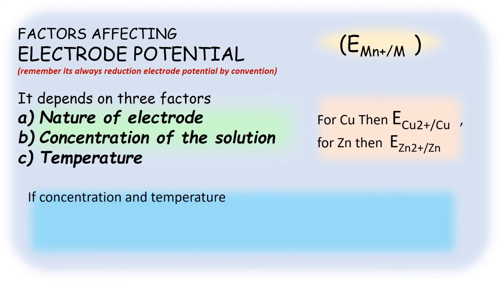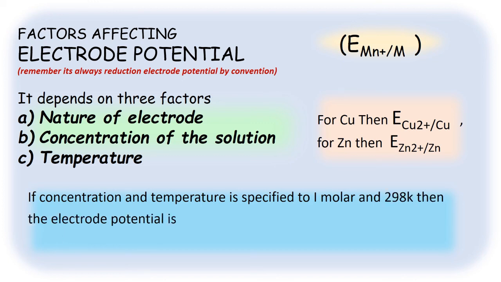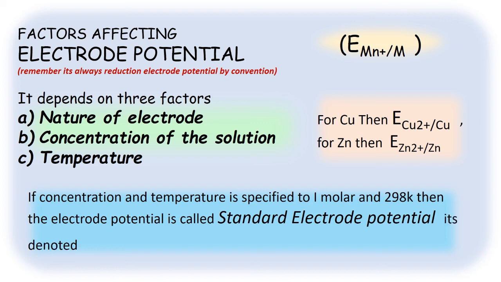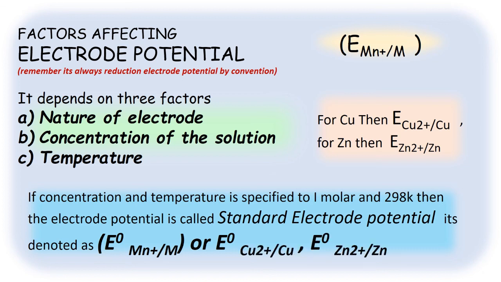If the concentration and the temperature are specified, that is, if the concentration is 1 molar and the temperature is 298 Kelvin, then the electrode potential is known as standard electrode potential, and it is denoted as E0. Now what is the difference between E and E0? E is a reduction electrode potential. We call it just electrode potential by convention. It is always the reduction electrode potential, whereas E0 is standard electrode potential.